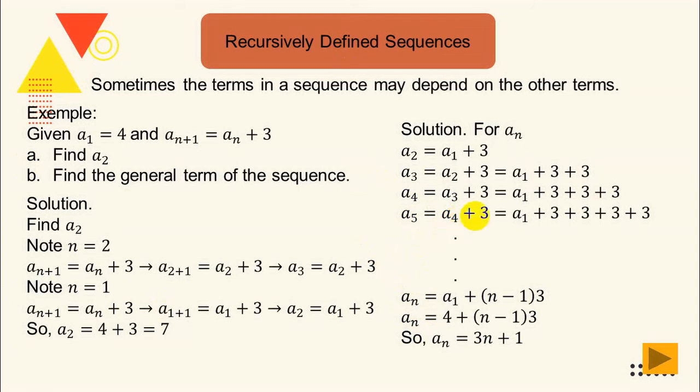But you need to know for a2, the second term is equal the first term plus 3. So you need to substitute the a1 plus 3 to be the second term. So a1 plus 3 plus 3, right? And then how about a3? The third term is equal a1 plus 3 plus 3, plus 3, and so on. And then you will get the formula a_n equal a1 plus (n minus 1) times 3. So a_n for the general term is equal 4 plus (n minus 1) times 3, and then you need to simplify, and you will get a_n equal 3n plus 1, everyone.